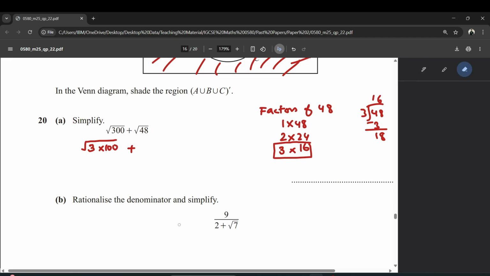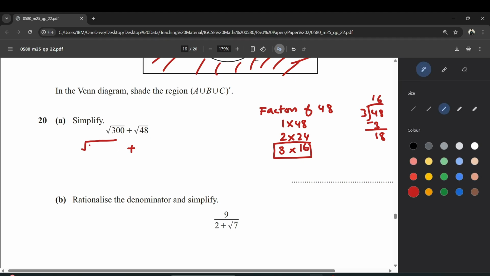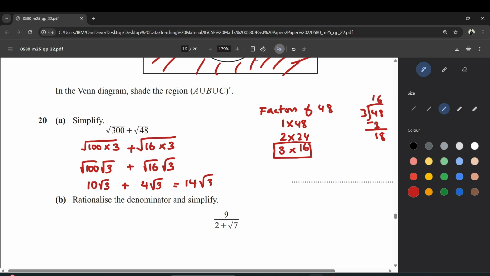I think what I can do here is write 100 first, multiply by 3, and over here write 16 first, multiply by 3 under root. Now, according to rules of surds, what we can do is we can split the square root like this, plus square root of 16 times the square root of 3. The square root of 100 is going to give you 10. So this is 10 root 3 plus square root of 16 is 4. So 4 root 3, that equals 14 root 3.